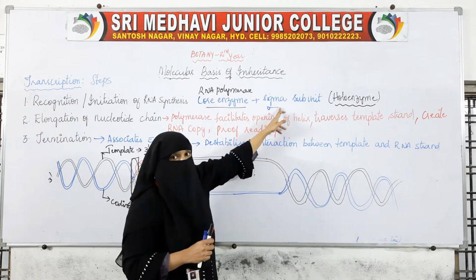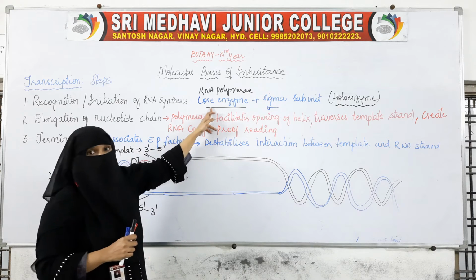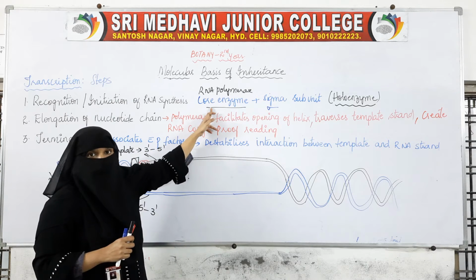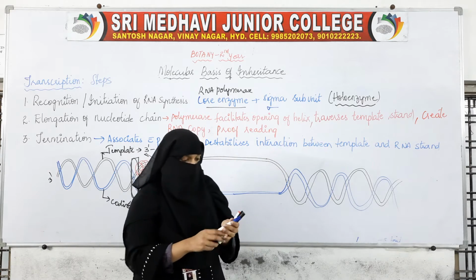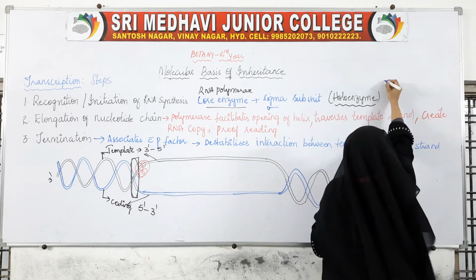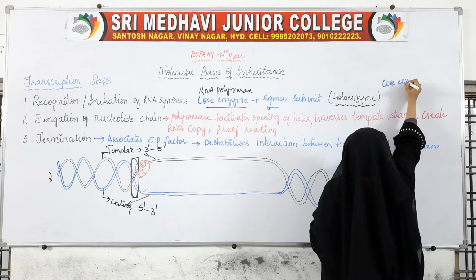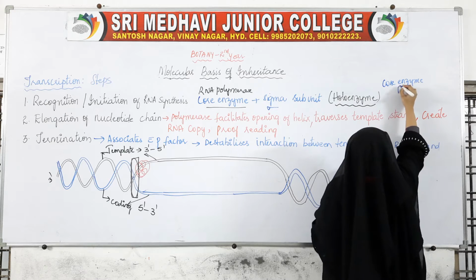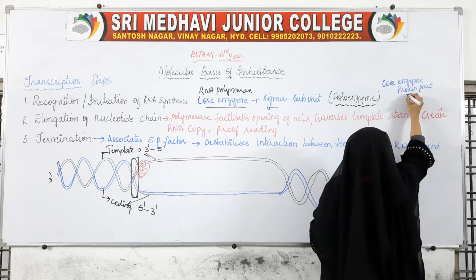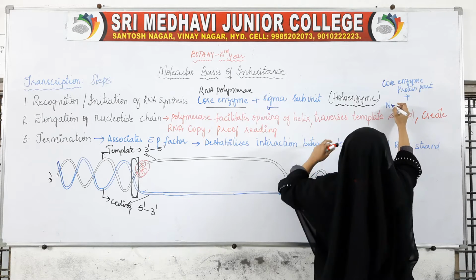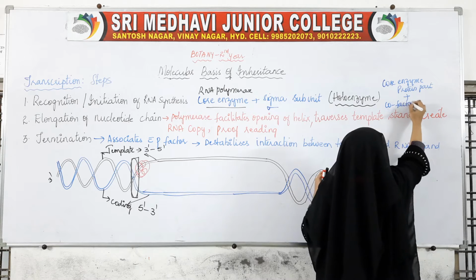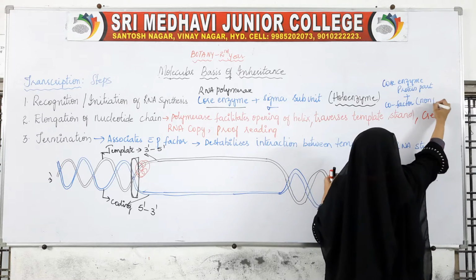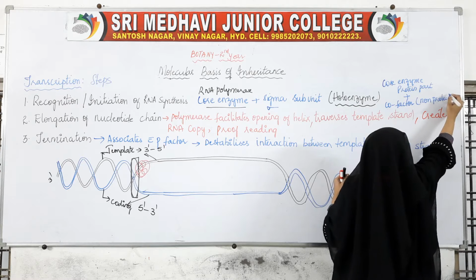So the sigma unit along with this core enzyme together makes the holoenzyme. Holoenzyme is nothing but core enzyme, that is the protein part, plus cofactor. This cofactor is nothing but the non-protein part.